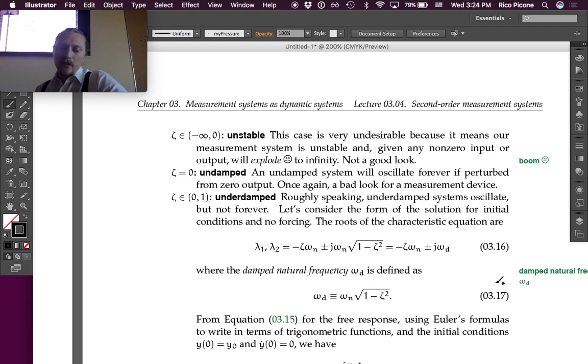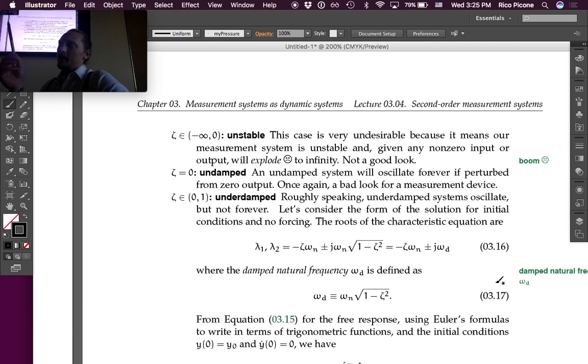Now for mechanical systems, the easiest unstable mechanical system that I can think of is the inverted pendulum. You could try to model the inverted pendulum, but if you perturb it at all from its equilibrium, it doesn't want to go back to equilibrium. It wants to go away from equilibrium. It's never going to come back. So that is an unstable mechanical system.